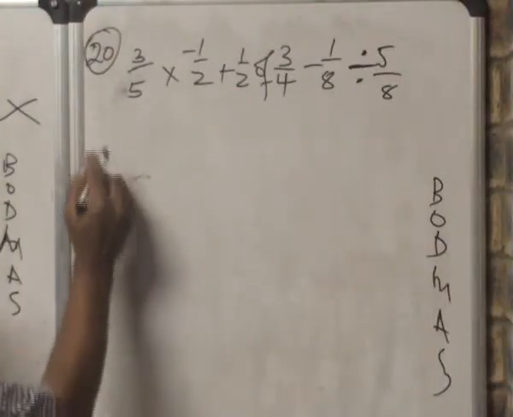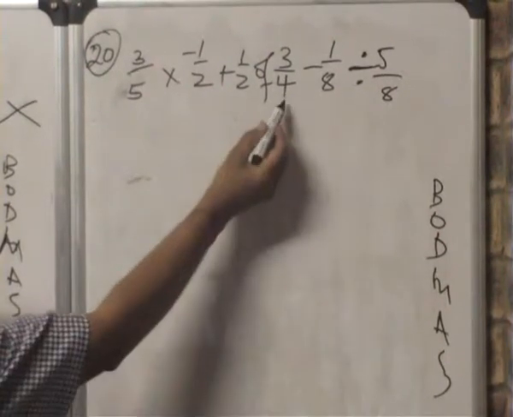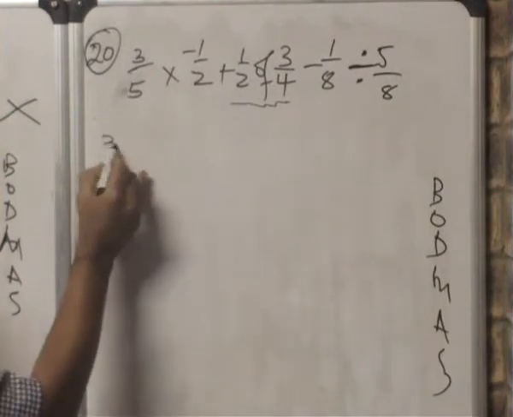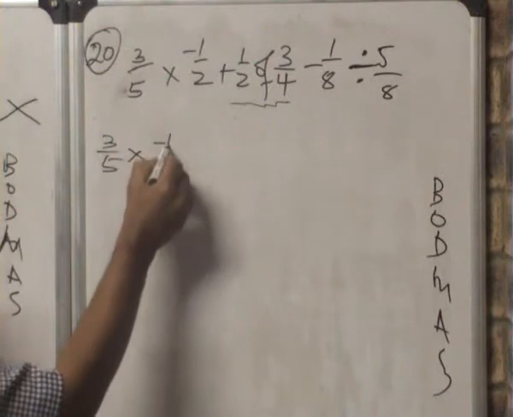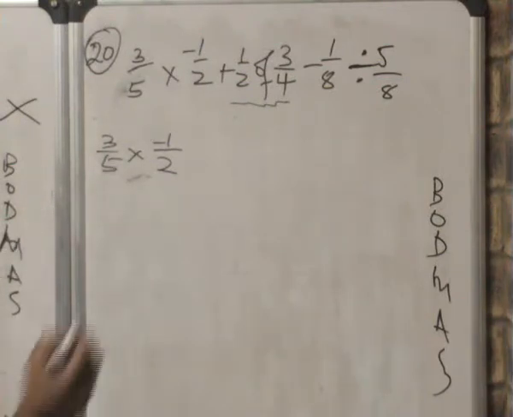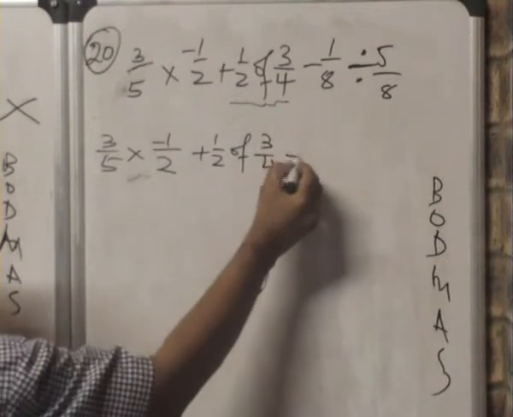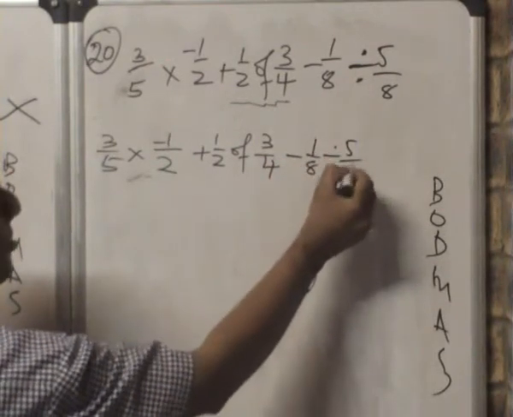All right, we have number 20. And relax, because we have come to the end of the exercise. According to BODMAS, we have off here, which we're going to do first. So there's our 3 over 5 times minus 1 over 2. Now, watch carefully. You see this minus half. It can be written in three ways. The minus can be written in the middle. It can be written on the top. Or it can be written in the bottom. It's always best to write the minus sign on the top there like that. So it makes it easy. Right? Plus half of 3 over 4. Minus 1 over 8 divided by 5 over 8.